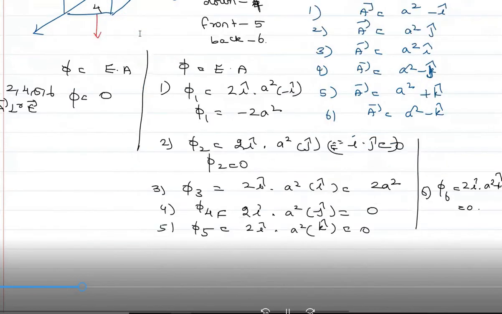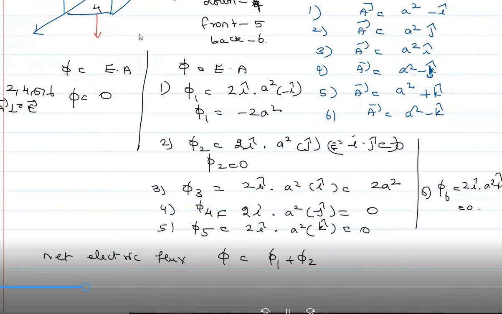What is the total electric flux over this? The net electric flux of this system is given by phi1 and so on. It is a scalar quantity, so simple addition is enough.